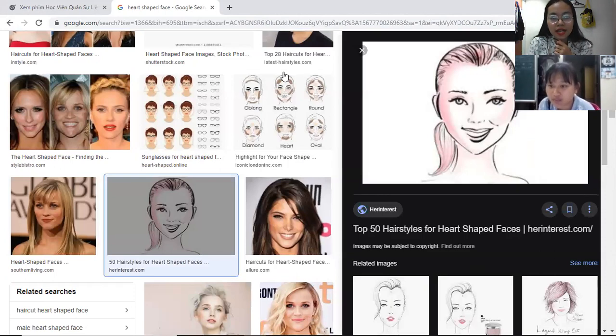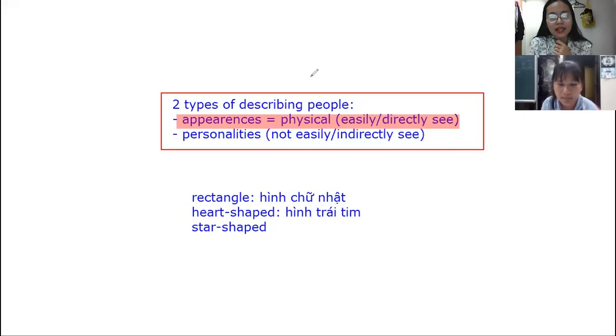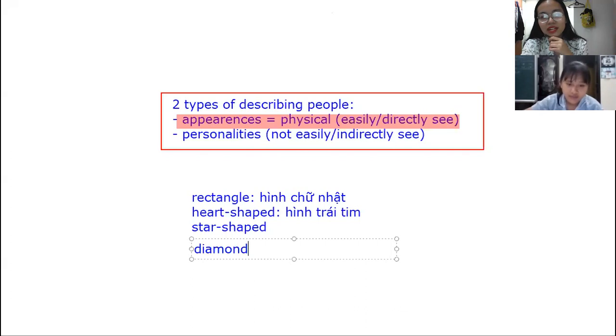Okay, and then this one, I'm back here. And then do we have anything else? Okay, what shape? Any shape? Give me more shapes here. Now, diamond. What is diamond? Do you know diamond? Diamond is something rich, right? Okay. Now, diamond. Do you know diamond? A diamond shaped. Okay.